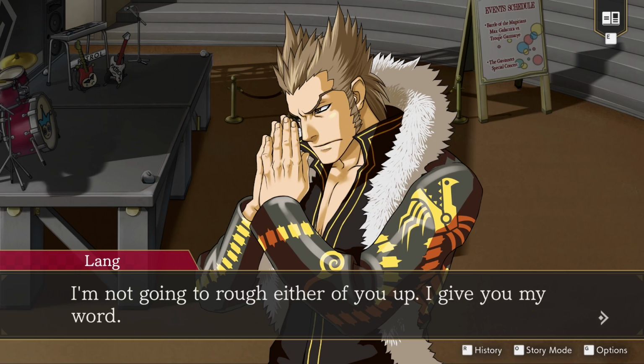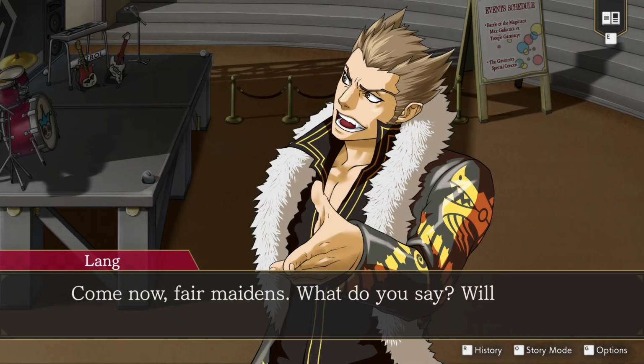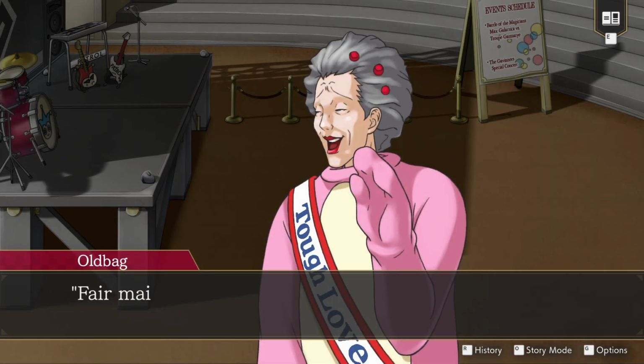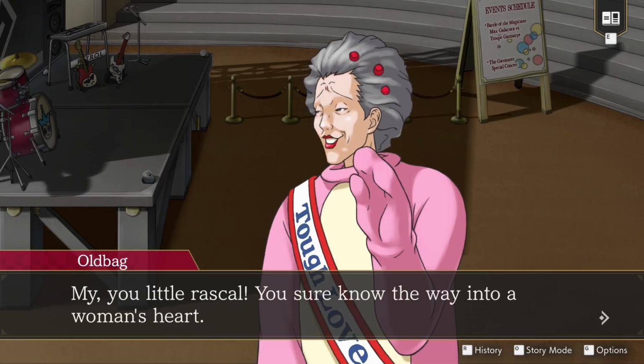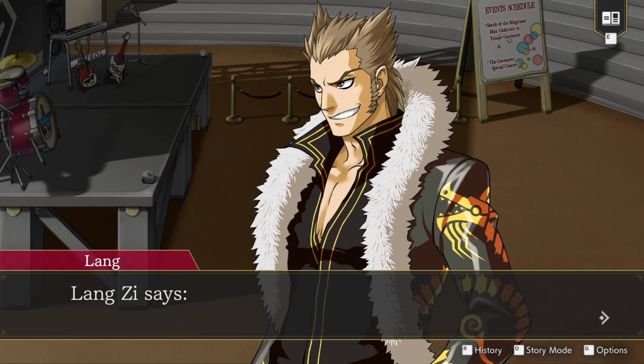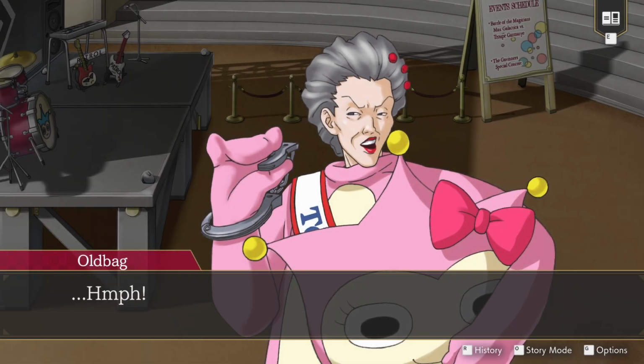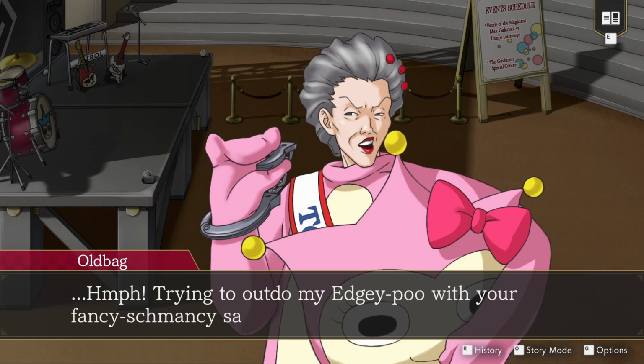Though you will be arrested, Emma, for stalking a prosecutor. Come now, fair maidens. What do you say? Will you cooperate? Fair maidens? My, you little rascal! You should know a way into a woman's heart! Langsy says, the passage of time is but a fleeting moment, and a lady is young forever. Trying to outdo my edgy poo with your fancy schmancy sayings!